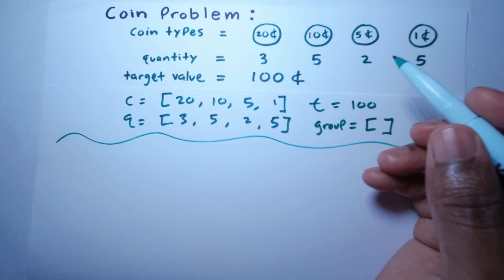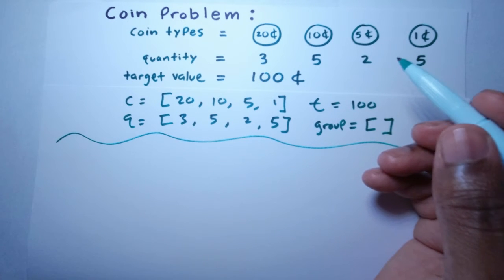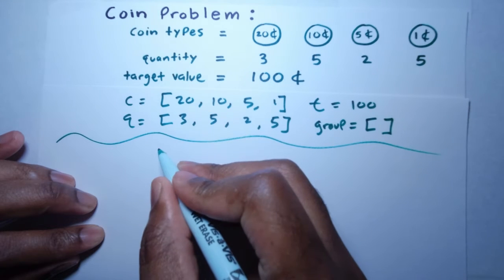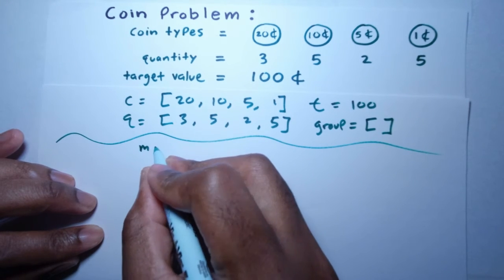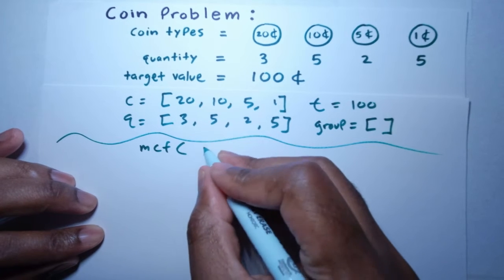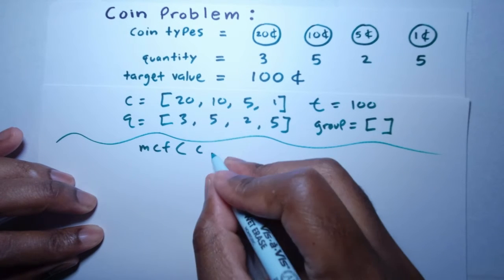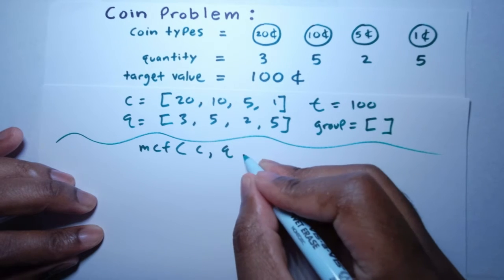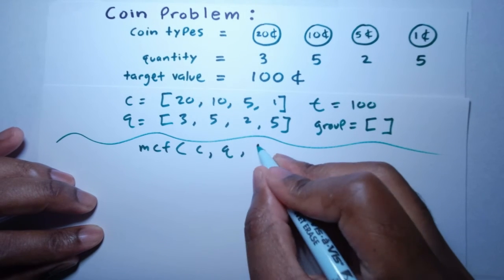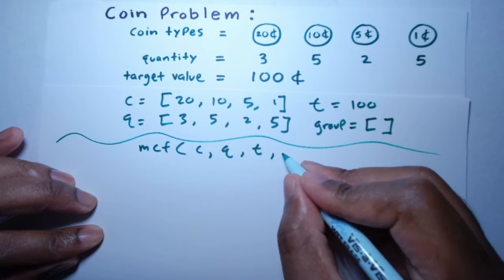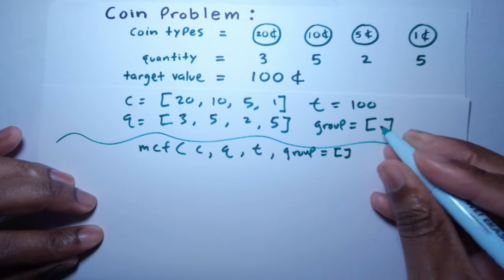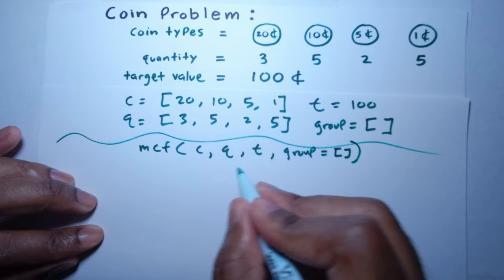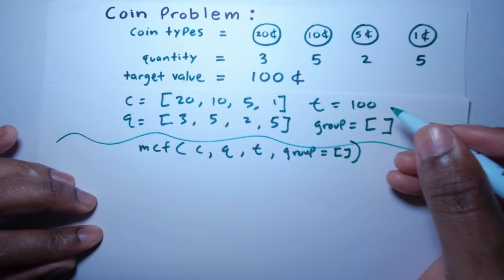All right, so let's define what this function is going to look like. I call this the mother coin function. It's going to take C for coins, Q for quantity, T for the target value, and then we'll just put group here. And as mentioned before, we'll initialize this as an empty list.